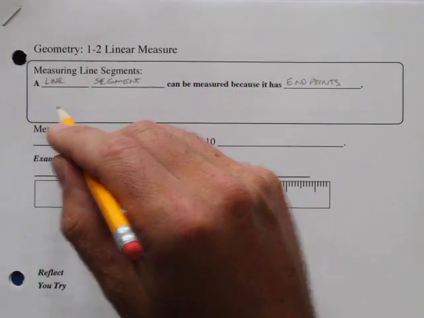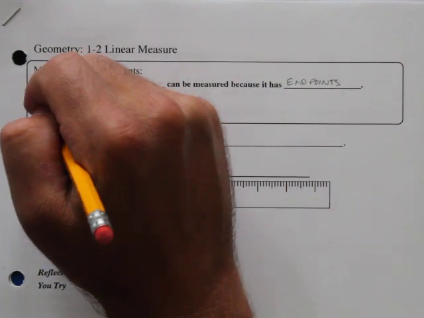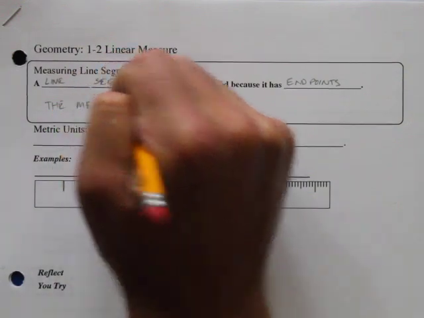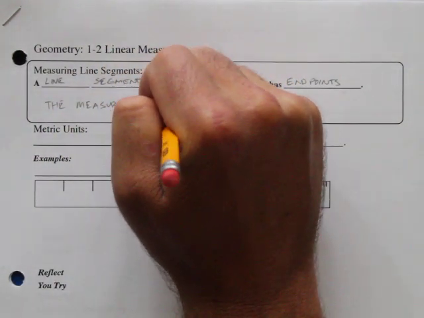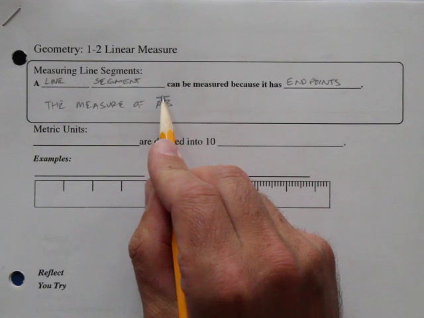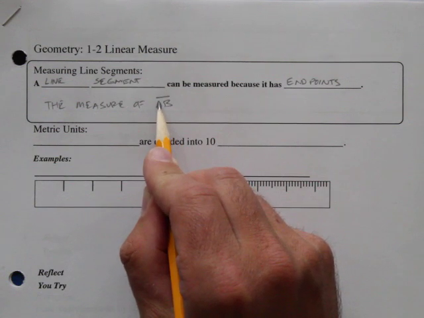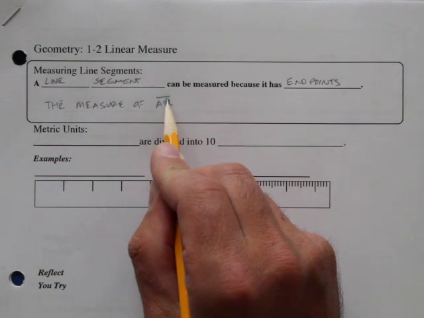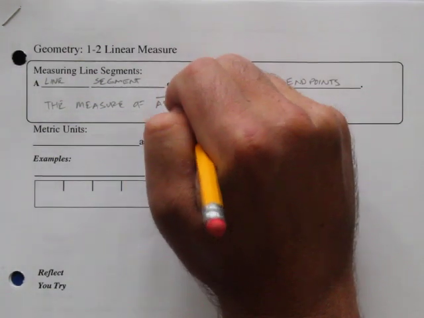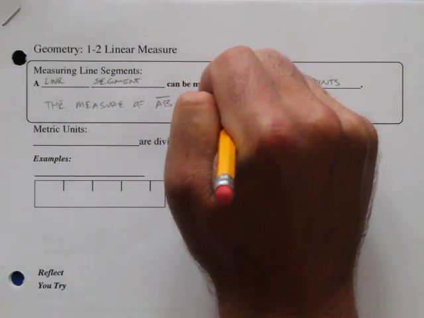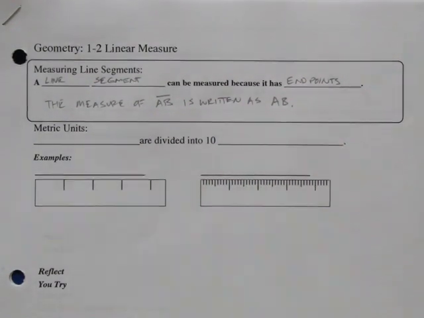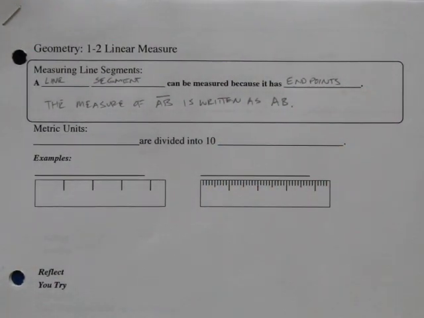So we're going to write a little bit right here, and then we're going to start measuring. The measure of segment AB. Now notice I didn't draw any arrows on here because this signifies that this section, AB, is a segment and not a line. If it was a line, it would have arrows on top. The measure of segment AB is written as AB. So we'll look at this in just a second.